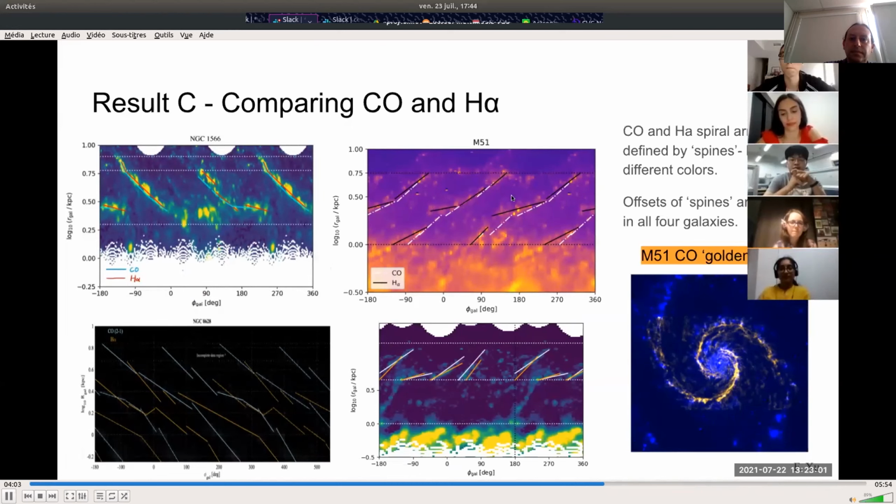H-alpha arms are always on the left side of CO arms. Besides, in the inner part of the galaxy, H-alpha is more tightly wound than CO, with a small pitch angle. Such phenomena is also seen on the right with a composite CO and H-alpha color map. CO golden arms are always at the back of the blue H-alpha arms in the direction of the galaxy rotation.